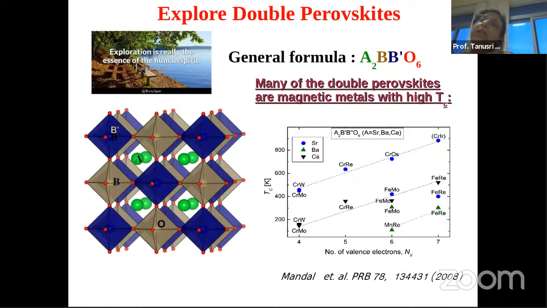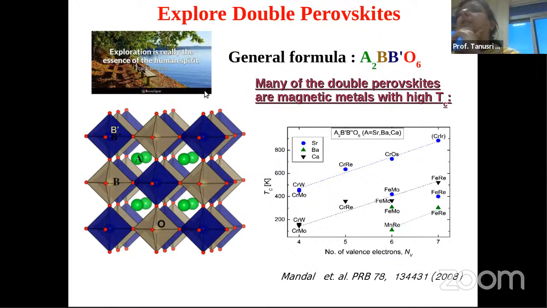And what is shown here, if you are fortunate and if you are a good solid state chemist, you also know how to make B and B prime order. So therefore, I have this blue octahedra, which is, let's say, the B prime ion surrounded by 6 oxygen. And then I have another BO6 octahedra, and they alternate in all three directions. That is what is known as double perovskite.